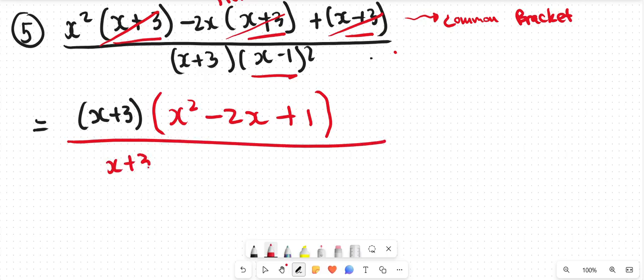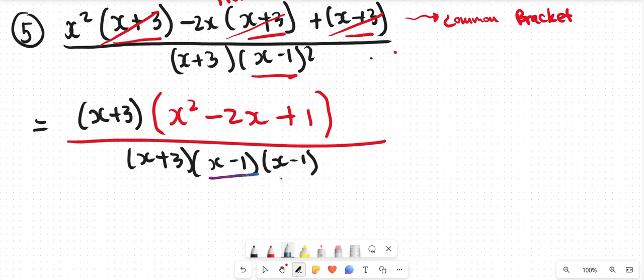And at the bottom, I just have this guy. And write it in black because nothing really happened to it. X plus 3 with an x minus 1 with another x minus 1. Remember what I said? X minus 1 squared, I'm just going to write that bracket twice. So that's what I did down here. Right? Hope you guys are following. But what you will notice again is that this guy is a trinomial. So we can factorize that guy further.